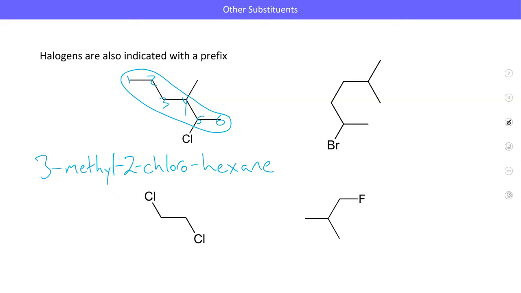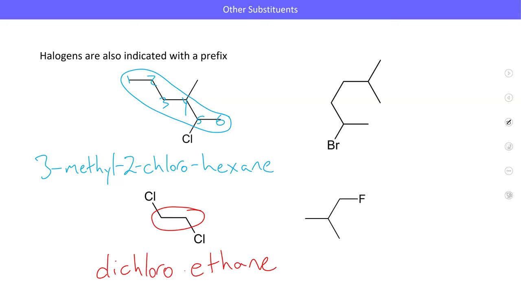So let's do the one right under that. What's our longest continuous carbon chain here? Just 2. So our parent molecule is going to be ethane. And then we have 2 chlorines. So it's going to be dichloro.